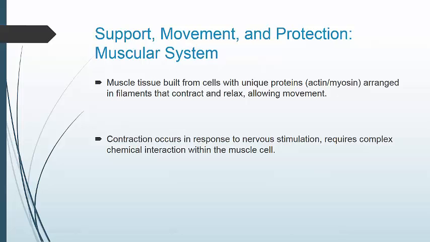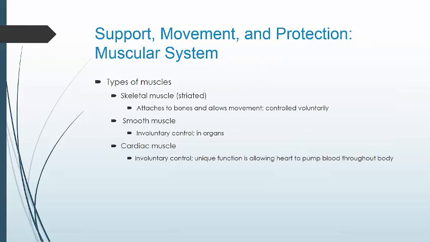This contraction happens in response to your nervous stimulation. And in order for that to happen, there's a series of complex chemical interactions within the muscle cell and the nervous system. Now, the three main types of muscles within the body are going to be your skeletal muscle, your smooth muscle, and your cardiac muscle.